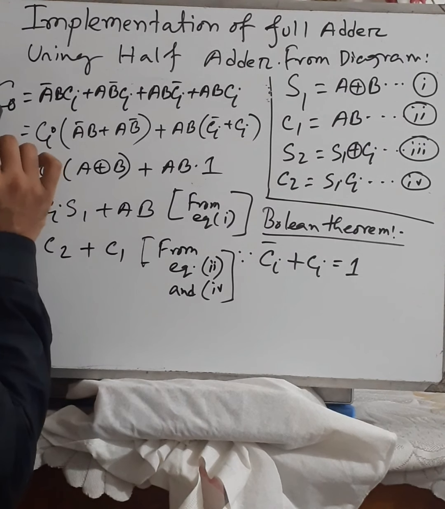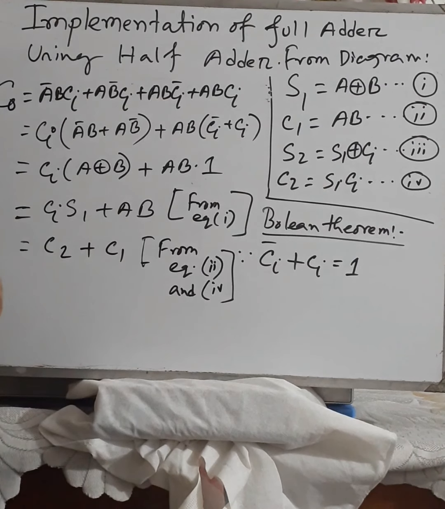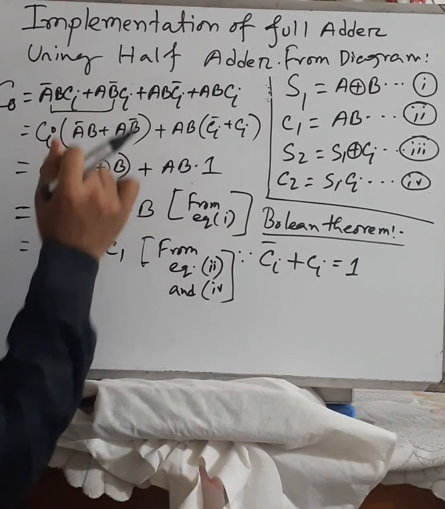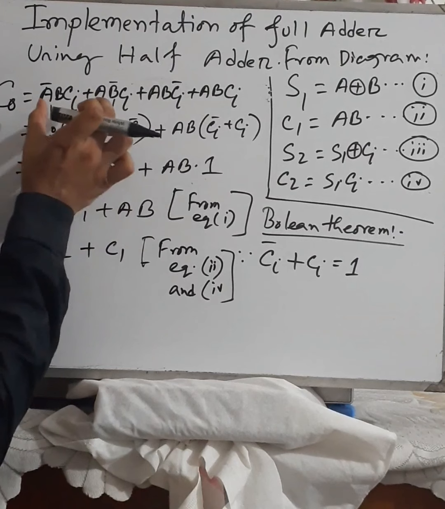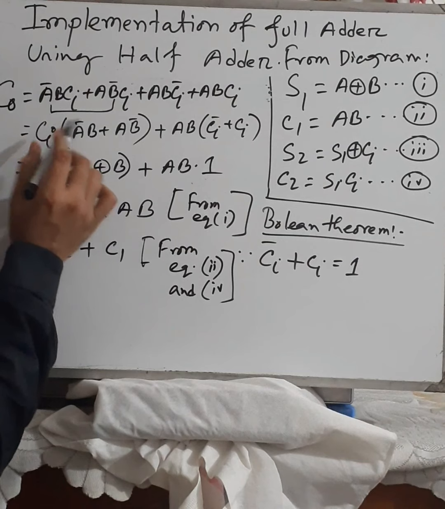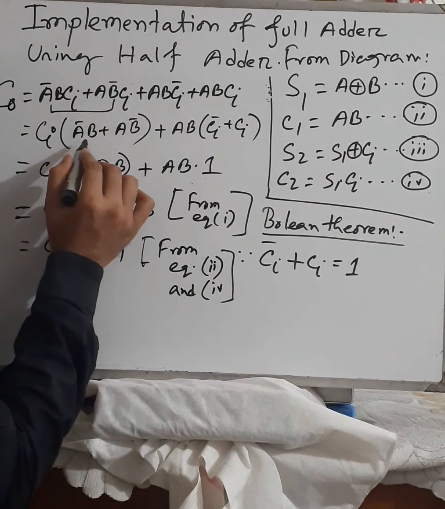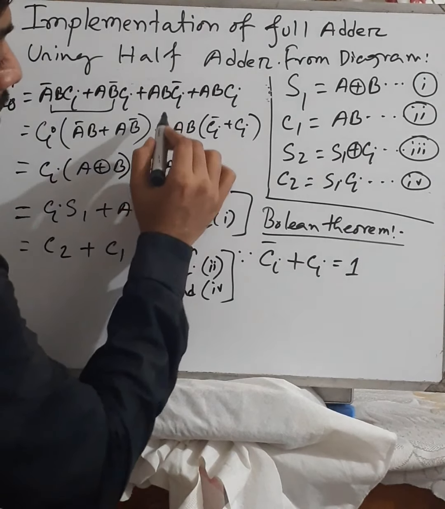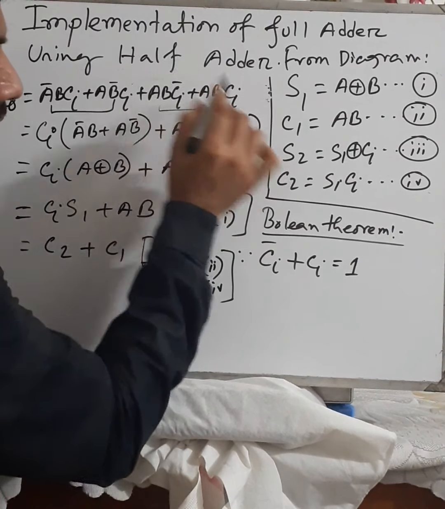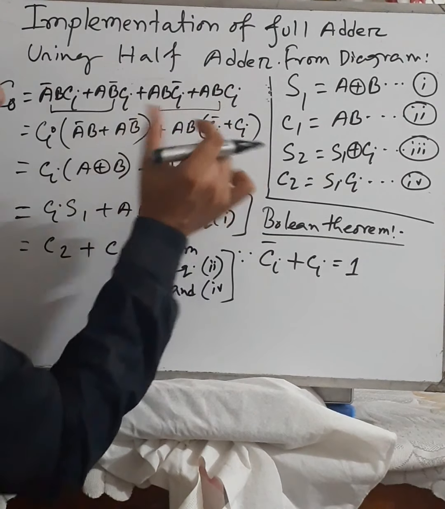You see we have CO, that means carry output: A bar B Ci plus A B bar Ci. From these two parts of my equation, if I take Ci common, then the rest of the part will be A bar B plus A B bar. And from these two portions, ABCi bar plus ABCi, if I take it common, then we will get AB.